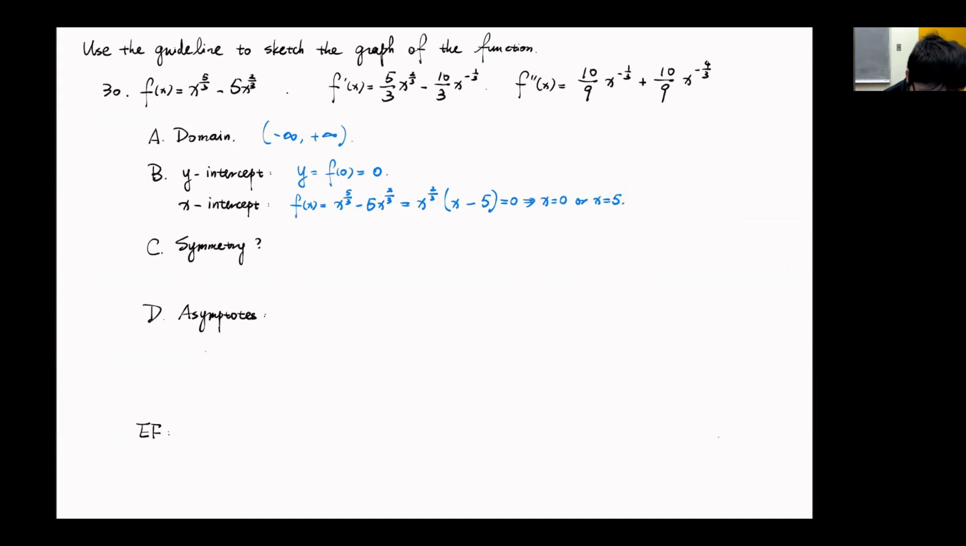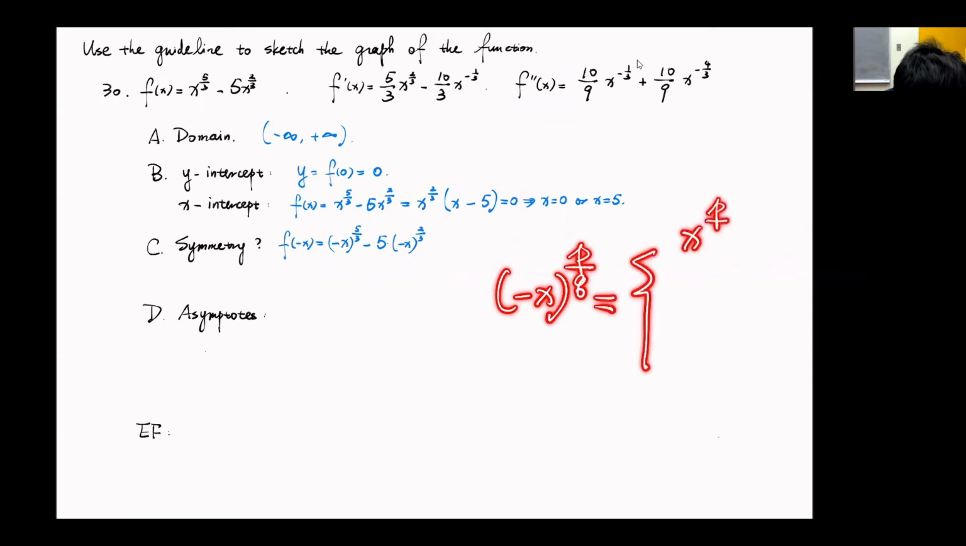All right, now let's look into the symmetry. If I plug in f of minus x, I would get negative x to the 5/3 power minus 5 times negative x to the 2/3 power. Negative x to the p/q has two possibilities. The first possibility is that it equals x to the p/q itself, which happens if p is even. On the other hand, it equals minus x to the p/q, and this case happens when p is odd.